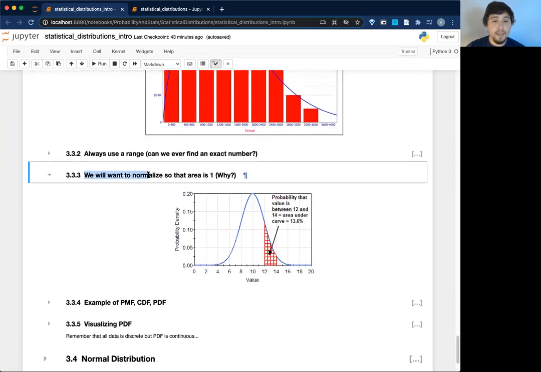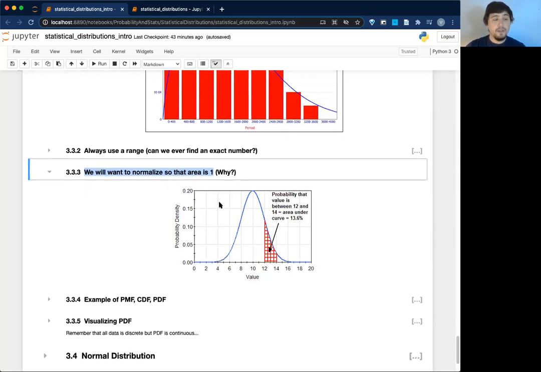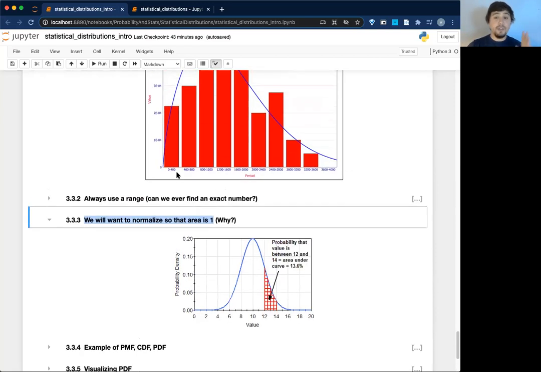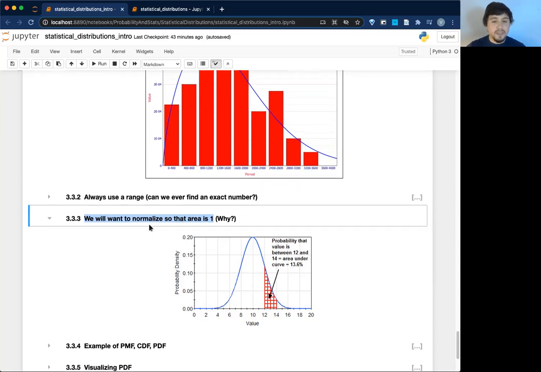So one thing we also do with a PDF is that we normalize the area to one. The reason we do this is the same idea as the range: if the PDF includes all possibilities, then the probability of hitting anywhere in the possible range, let's say from zero to 100 is the possible score you can get, should add up to one, because there's a 100% chance you'll hit between zero and 100. There's no other choice. And so that's why we normalize this area to one. That's what we call normalization.